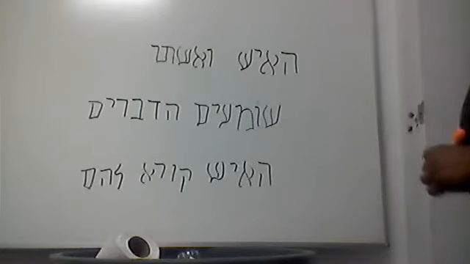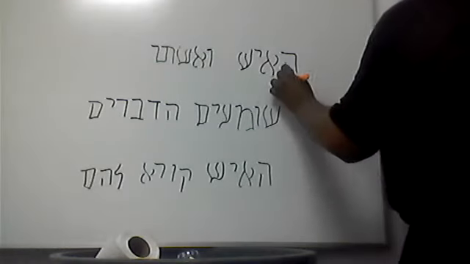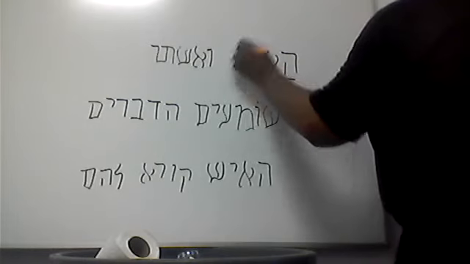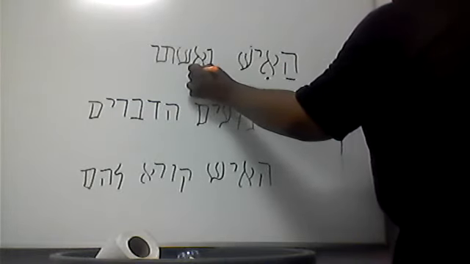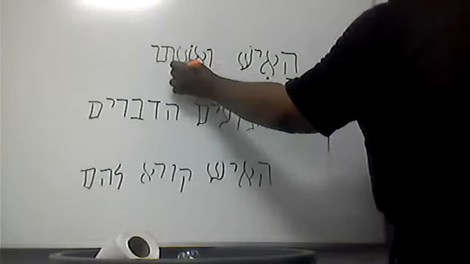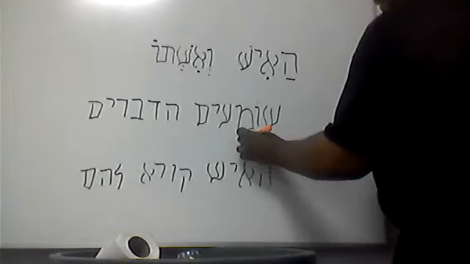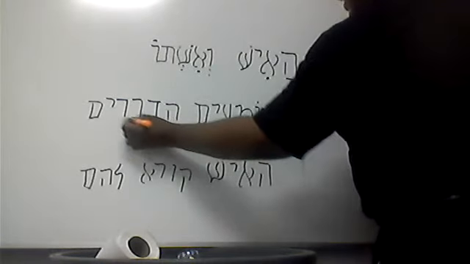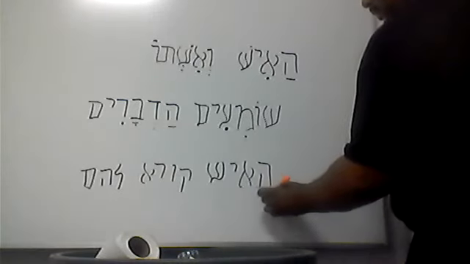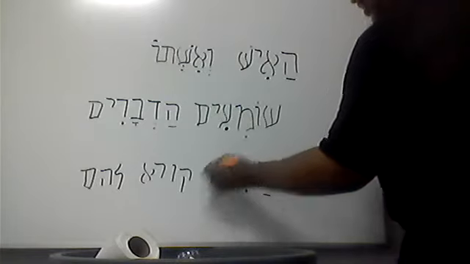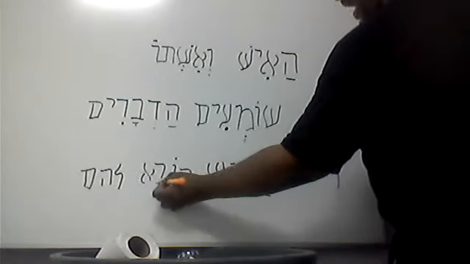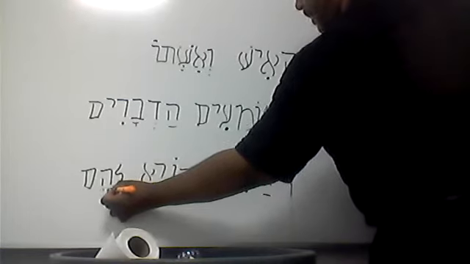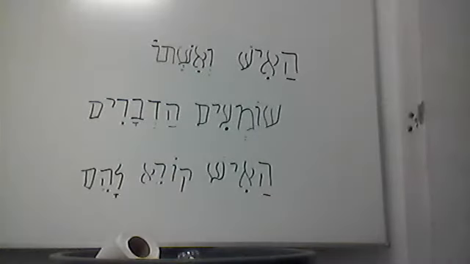All righty. Let's go over this. Ha'ish we'ishto shom'im hadbarim ha'ish kore lahem. Certain words should jump out at you already if you were following the lessons and understood the previous lessons. But let's move on nonetheless. All right?